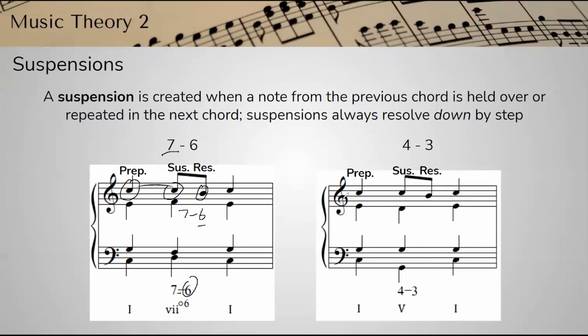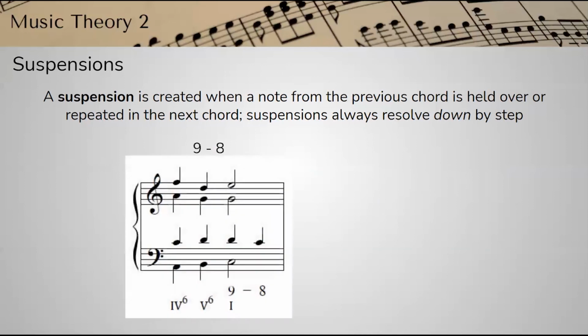So if we looked at it, that C is a fourth above the bass note G. So we call this a 4 suspension, which then has to resolve down by step to become a third, which is where we get the name 4-3. And again, it appears in the figured bass as this 4-3. Okay. So those are two types of suspensions. Let's look at another kind.